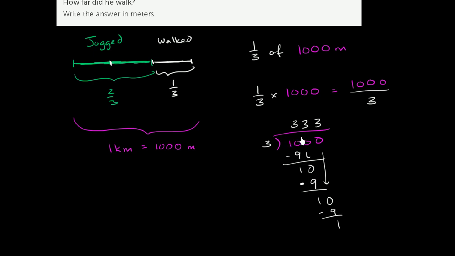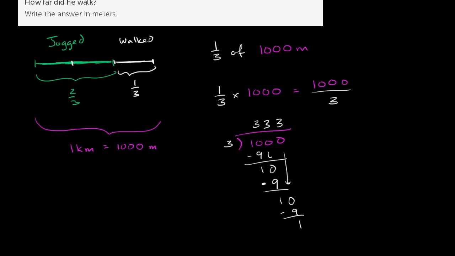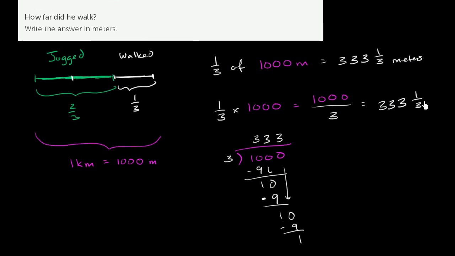So you could say, oh, well, this is 333 remainder 1. Or you could say this is 333 and 1 divided by 3 left over, or 333 and 1/3. So let me write that. This is equal to 333 and 1/3. So this is equal to 333 and 1/3 meters. So that's how far he walked in meters. If you were to keep, well, I'll just leave it at that.